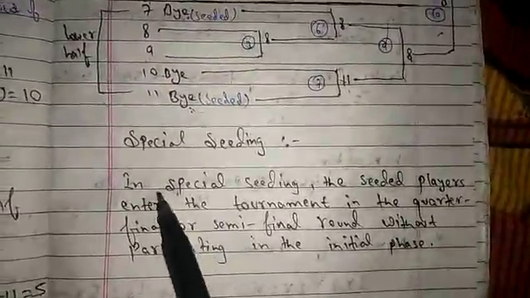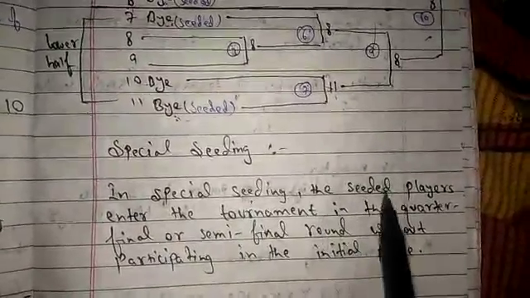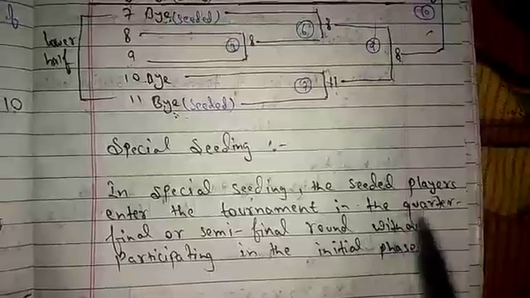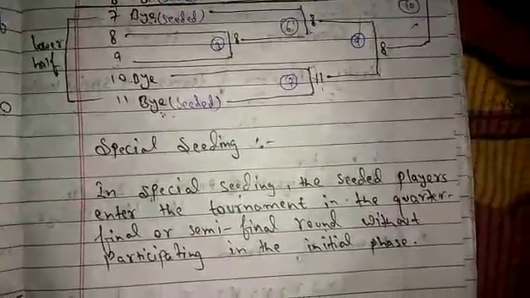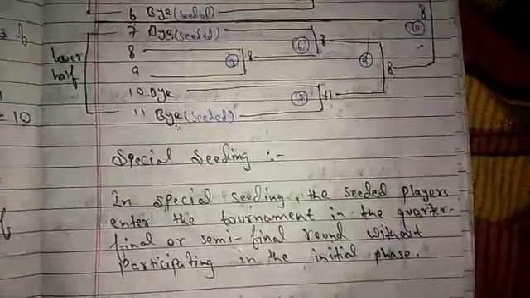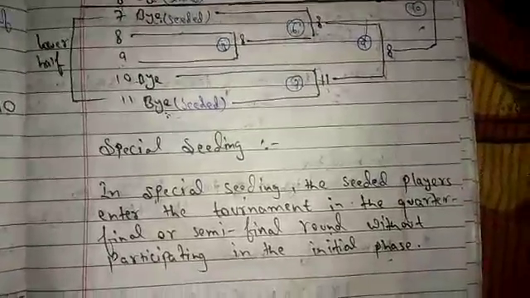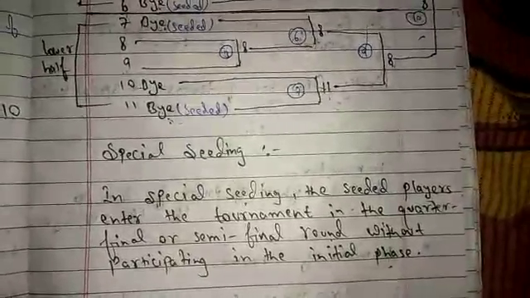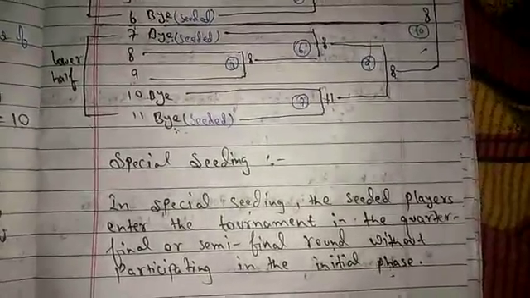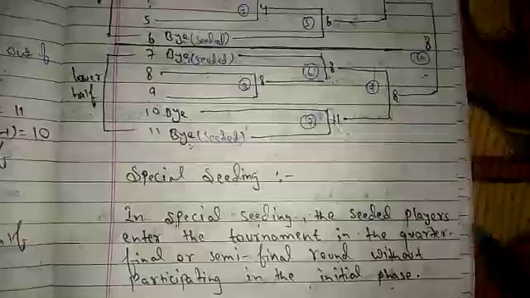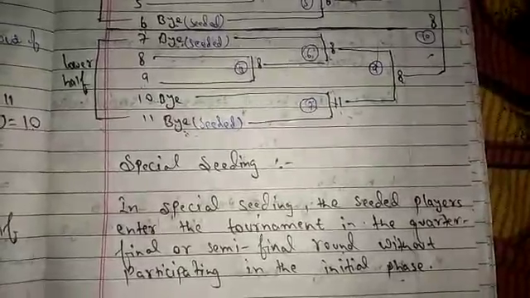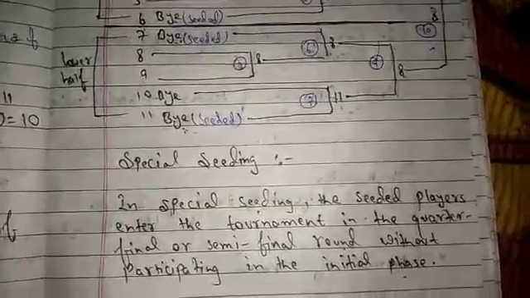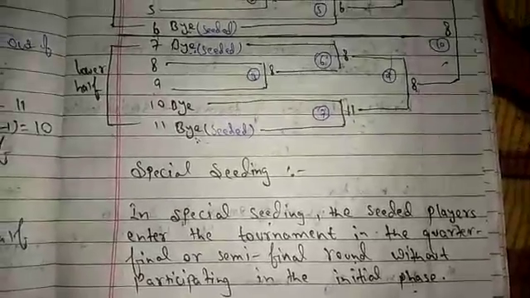First we will learn what is special shading. So let us go through. In special shading, the seeded players enter the tournament in the quarter final or semi final round. The teams enter in the quarter or semi without participating in the initial phase. It is automatically understood that the strongest team will be allowed to play in the quarter or semi. That is special shading. It means simply you can learn that the teams who are given special shading, they will play in the semis or quarter.